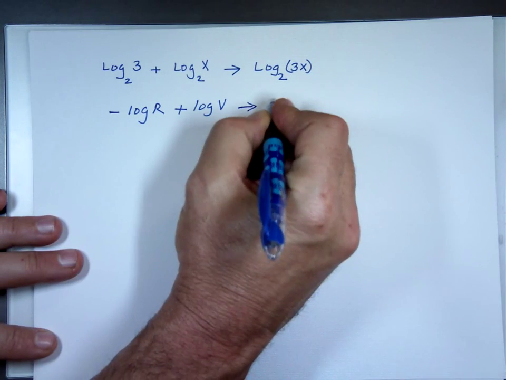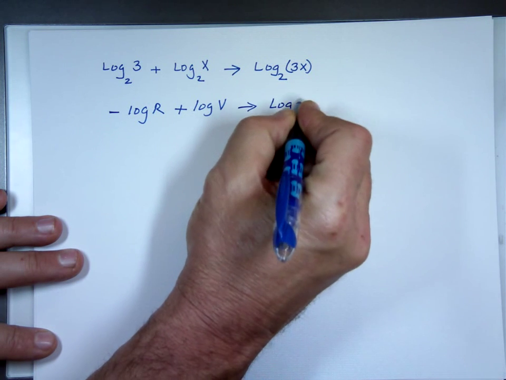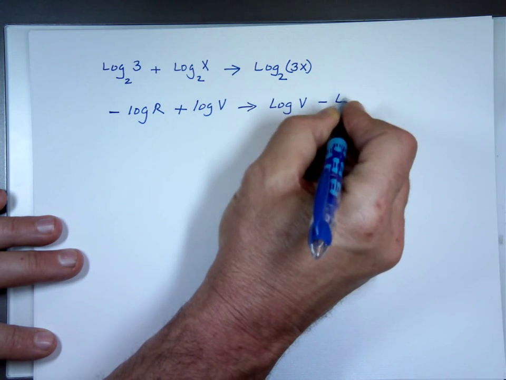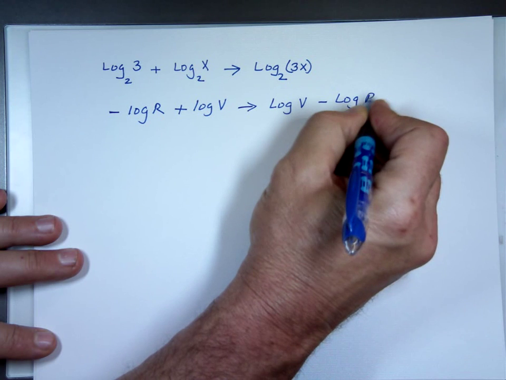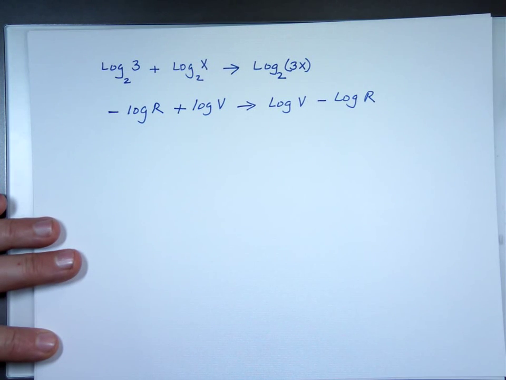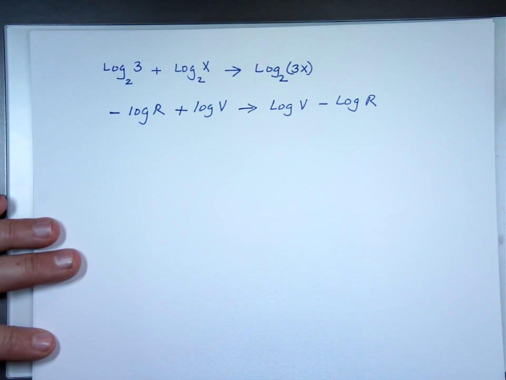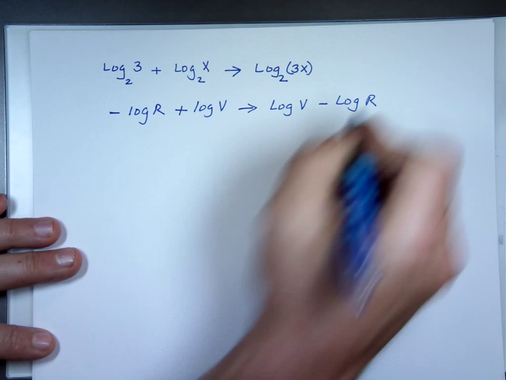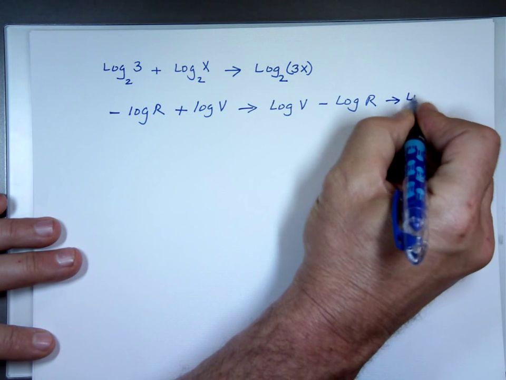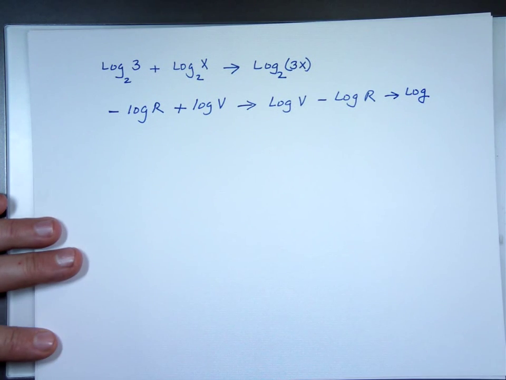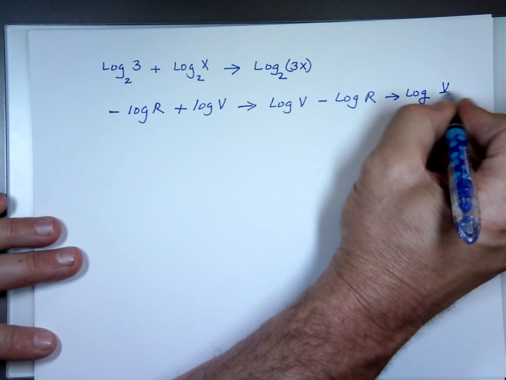How about log v first minus log r? Nobody says you can't move them around, right? This one first, this one second. So what's your answer? Rule 5, yep: log of v over r. Right?